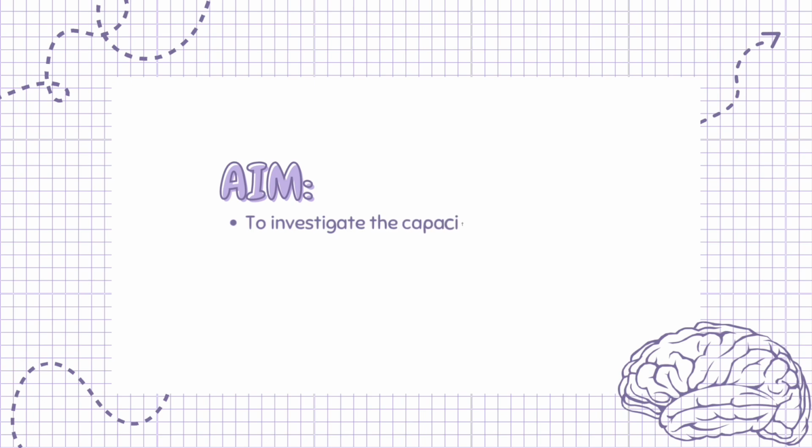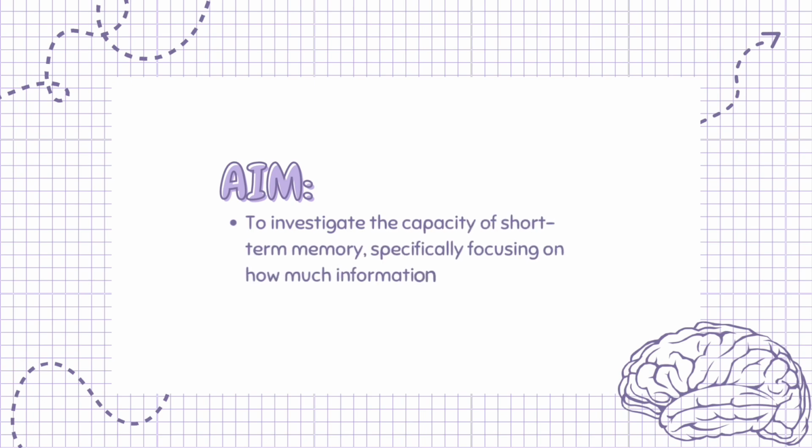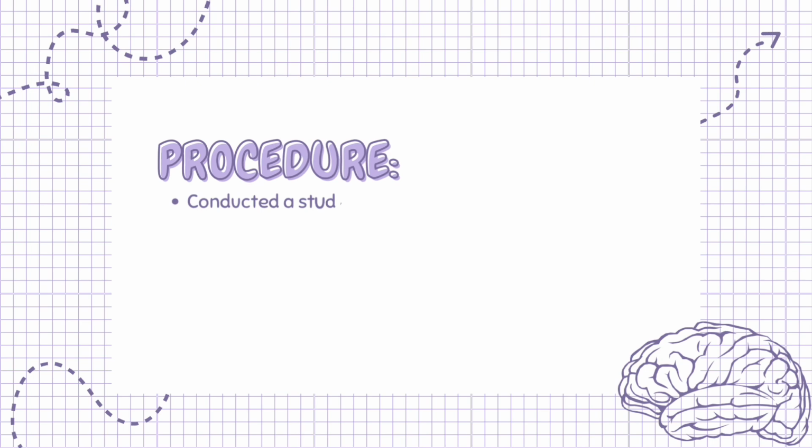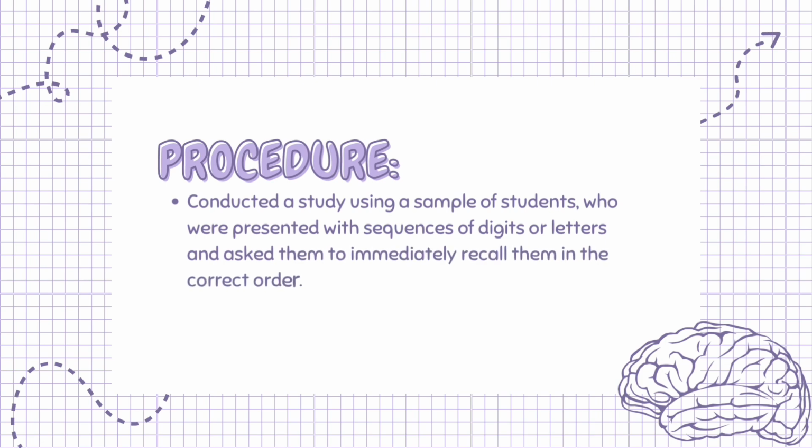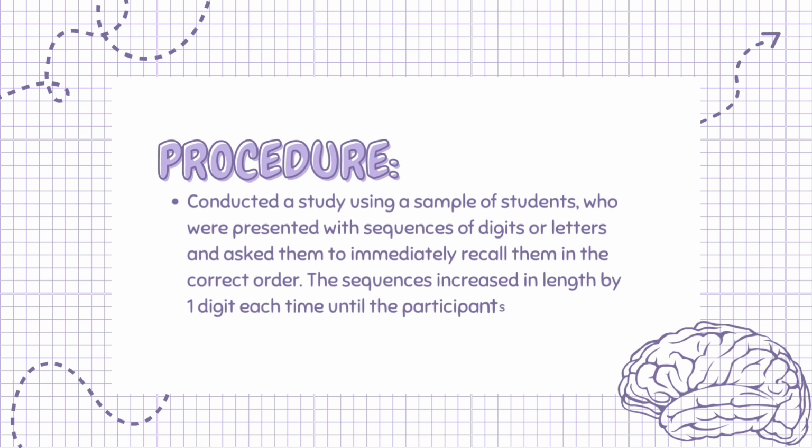Jacobs aimed to investigate the capacity of short-term memory, specifically focusing on how much information individuals can hold in their memory at one time. Jacobs conducted a study using a sample of students, who were presented with sequences of digits or letters and asked to immediately recall them in the correct order. The sequences increased in length by one digit each time until the participants could no longer recall them correctly.